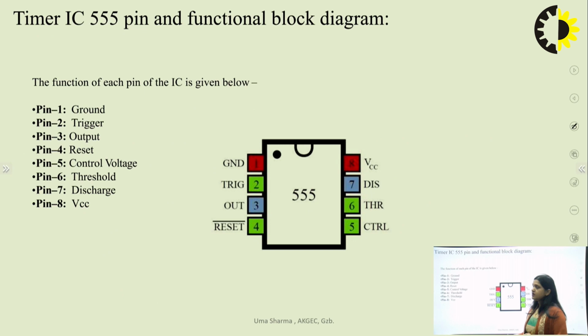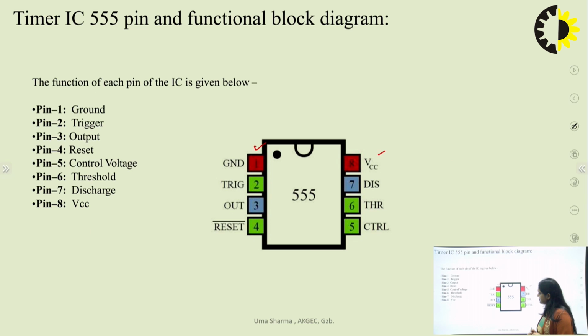So now, just see the pin diagram of the 555 timer IC. Basically, it is an 8-pin IC, starting from this notch, pin number 1, pin number 2, 3, 4, 5, 6, 7 and 8. This IC works upon a single supply. So a single VCC supply is used and it is connected to pin number 8. Pin number 1 is used for ground. So there is no confusion in these two pins.